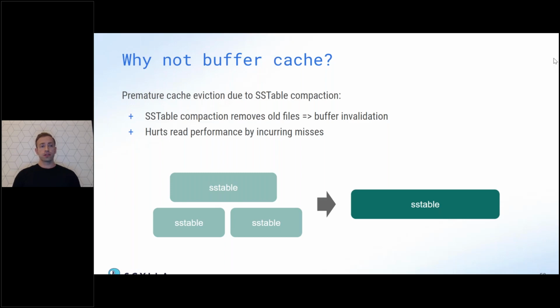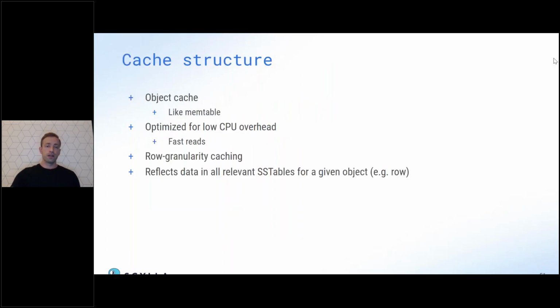Another problem is that we can get premature eviction, which we don't want, due to SS table compaction. SS table compaction is a process which rewrites SS tables because they may contain redundant or expired data. So the process basically writes a new SS table and deletes the old files. And when it deletes the old files, it implies that the buffers have to be invalidated, which sort of invalidates the cache, and read performance suffers as a result because the reads will miss in the cache. So this is not how our cache works.